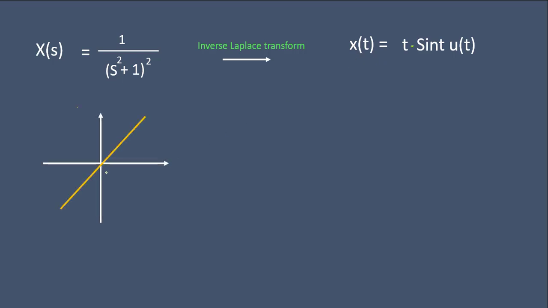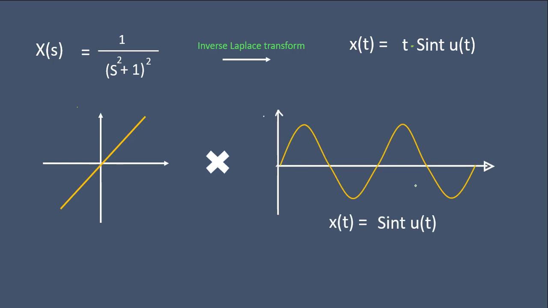First we have a t signal. This is the way to plot a t signal. Then we have to multiply this signal with sine t u of t. Now we know sinusoidal signals are marginally stable signals because there is an oscillation, but this sinusoidal signal sine t u of t is multiplied with a t signal, and a t signal is not absolutely integrable.